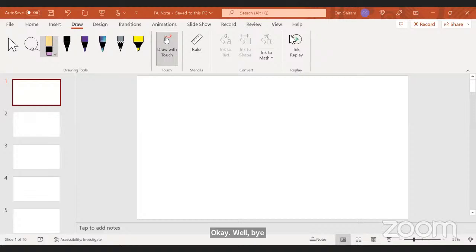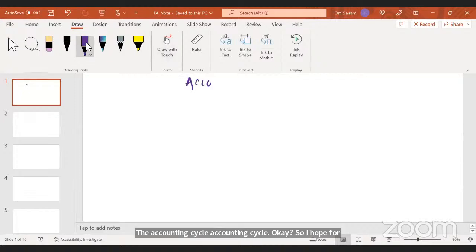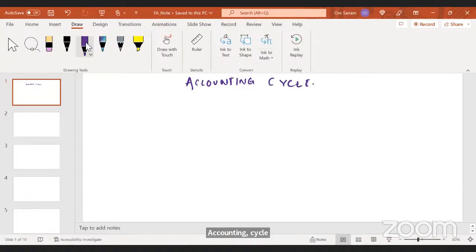Hope I am audible to all of you. Okay. So first we must understand the accounting cycle. I hope my screen is visible to all of you. Accounting cycle. So accounting passes through a series of processes or stages.